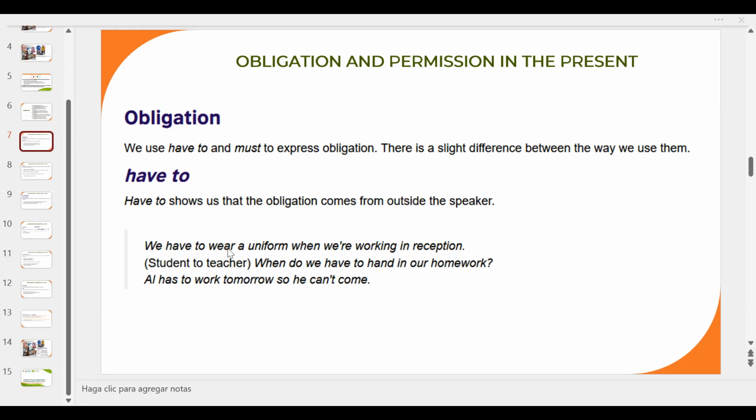For example, we have to wear a uniform when we are working in reception. That means in this case that maybe somebody at a different office, like the boss, gave me that instruction to wear a uniform. Another example, a student to a teacher: when do we have to hand in our homework? That means that the professor provides an assignment with a specific date to be sent. So the student needs to follow the regulation that once again was provided by a third party.